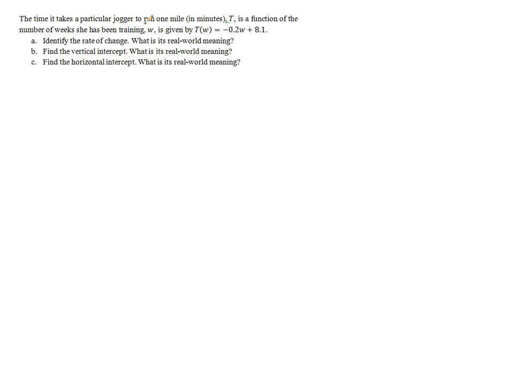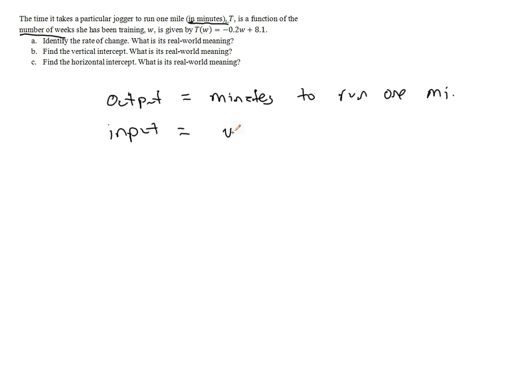In this problem, we're looking at the time it takes a jogger to run 1 mile. So the time in minutes is a function of the number of weeks. There's our input. So the output is the minutes it takes. Input is the number of weeks. So output is minutes to run 1 mile, and input is the week number. So the weeks that you've been training for.